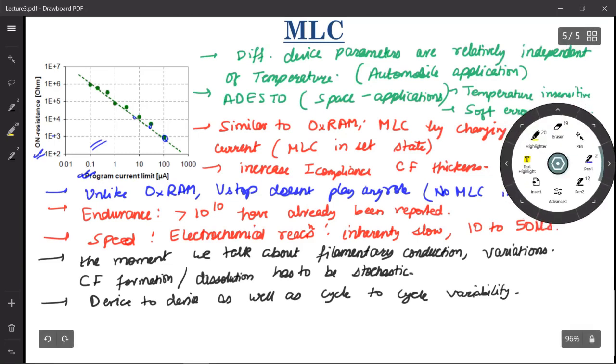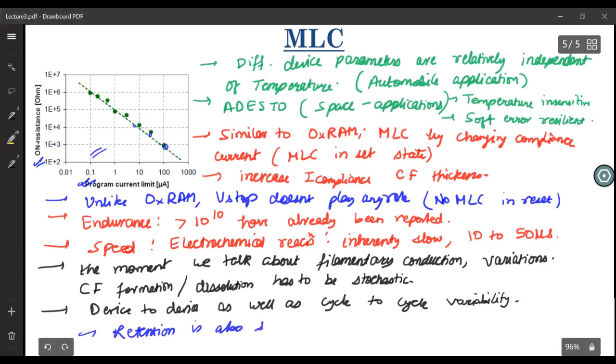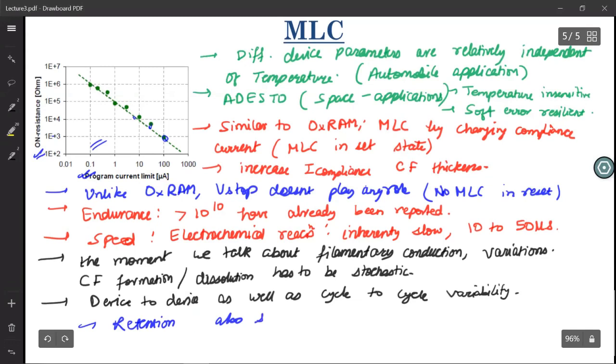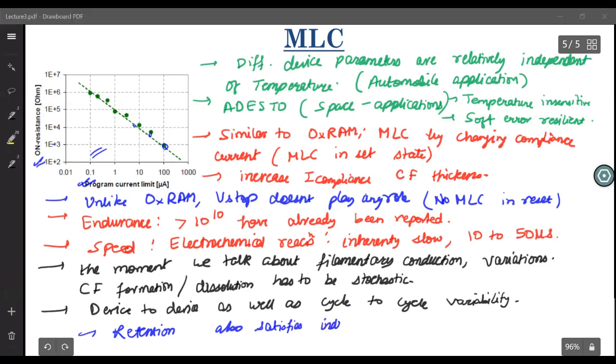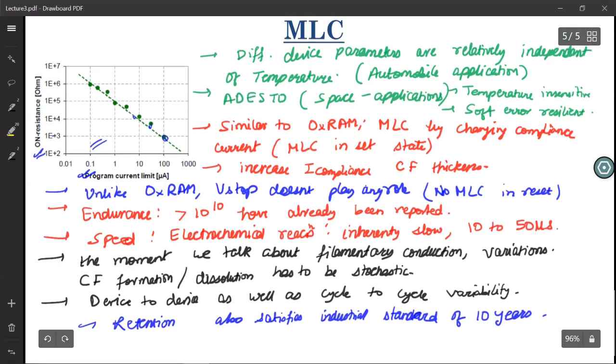Nothing. Retention is also high. So let me talk about retention. Retention also satisfies the industrial standard of 10 years. So that is not a problem over here. So with this, I finish all the lectures on resistive RAMs.